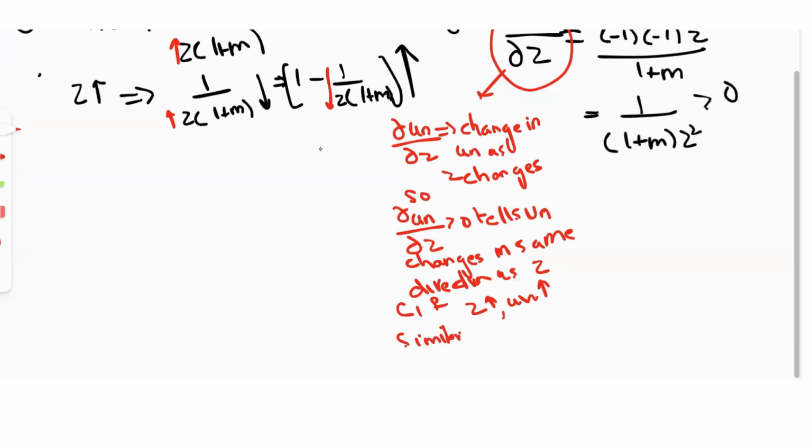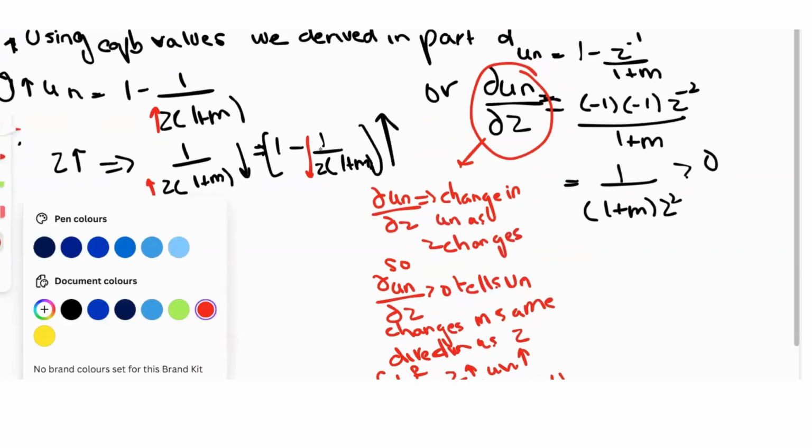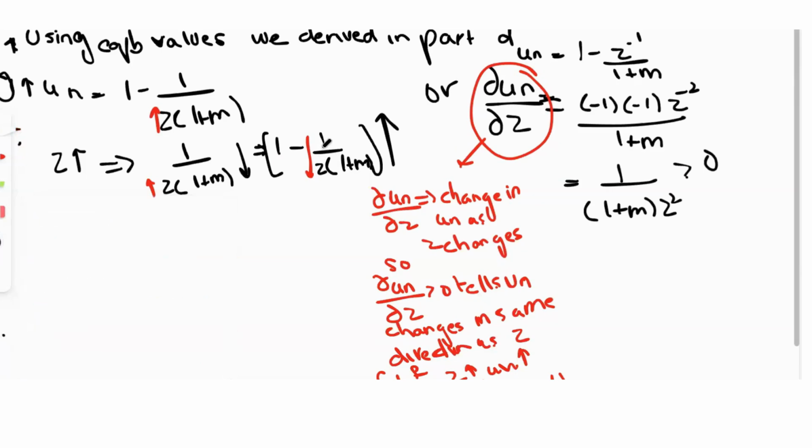Similarly, if z decreases, un decreases. Right? So here we basically found partial un by partial z. This is the change in un as z changes. Remember, dy by dx is the change in y as x changes. So this is positive. This means that un changes in the same direction as z. So if z increases, un increases. If z decreases, un decreases, right? So basically, when it's positive, it's just telling us that un changes in the same direction as z. That's how we interpret the positive sign.